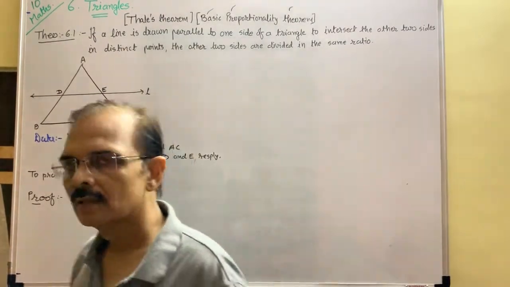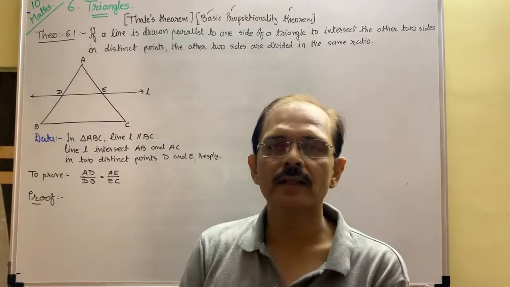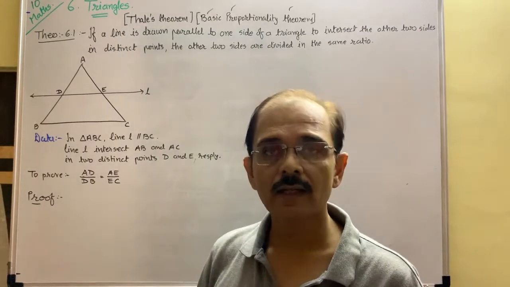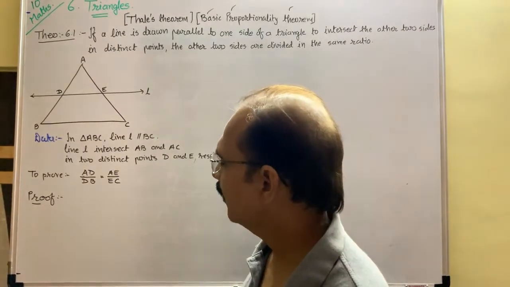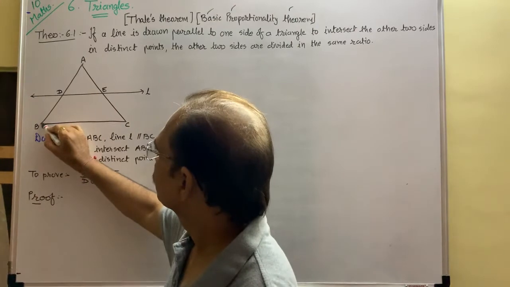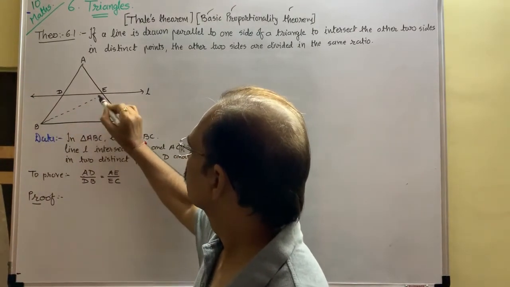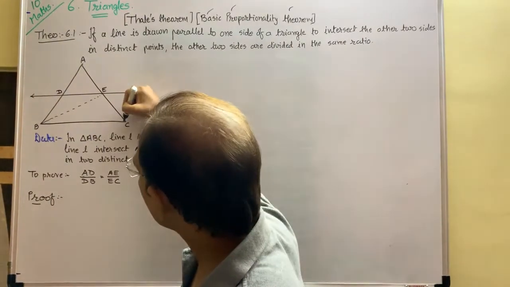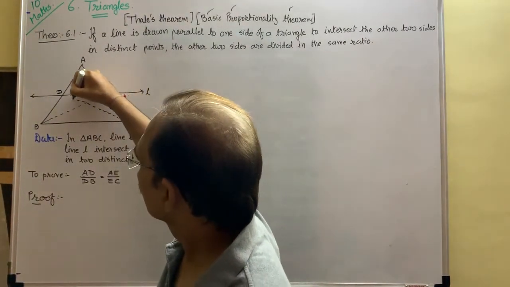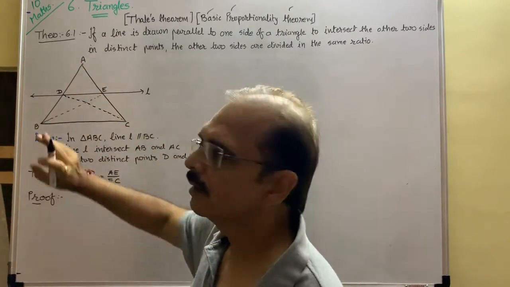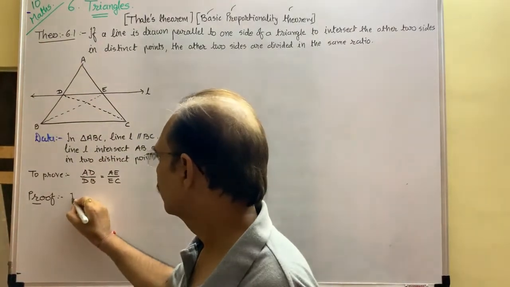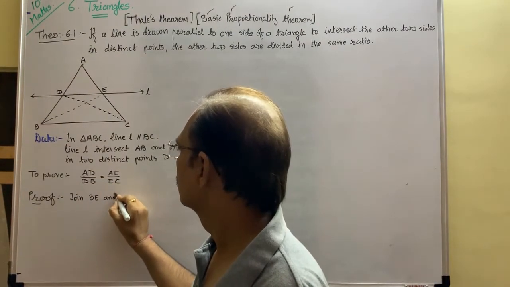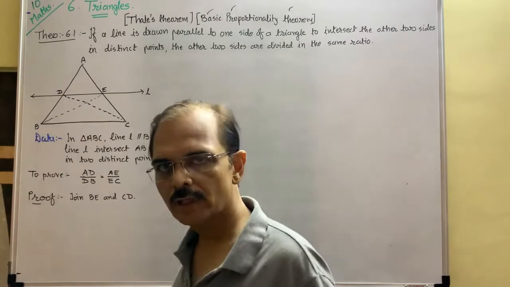Is it okay? Thales proved this theorem with the help of area. So here also we are going to prove the same theorem with area. Okay? So the first step is what? Join BE. You will get triangle BDE, a new triangle. Join CD. You will get triangle CED. So here I write: join BE and CD. Is it okay?